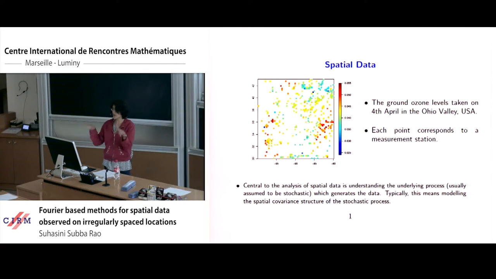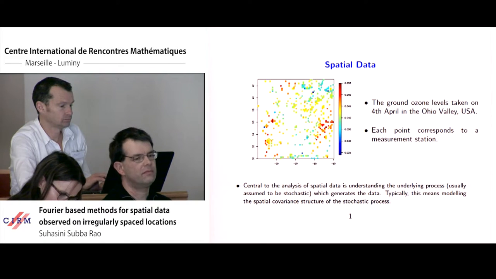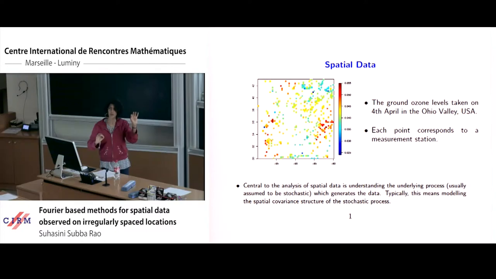So what do we notice about this data set? We have a region, with longitude and latitude, an area in the Ohio Valley, and each of these squares corresponds to a measurement station. At each measurement station, the ground ozone level has been taken. The measurement stations are pretty erratic over the entire region. It's kind of random. The locations are not regularly spaced in any shape or form.